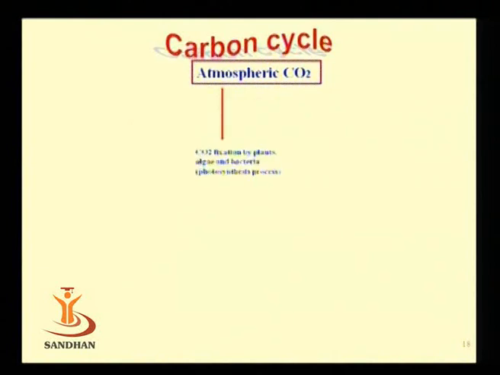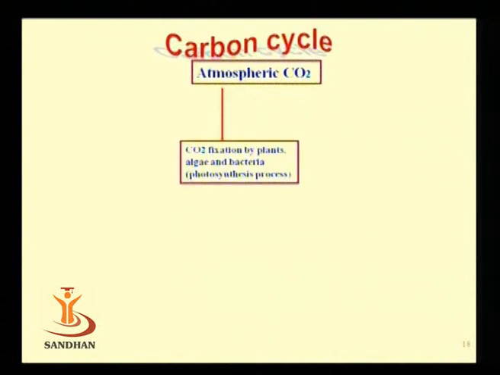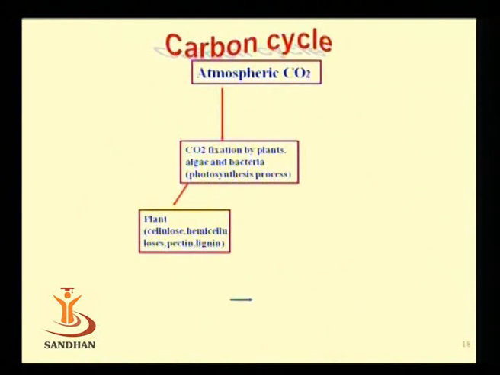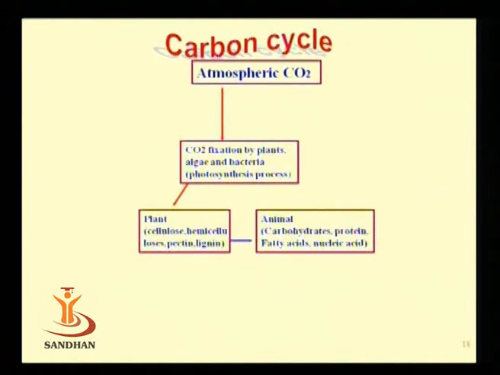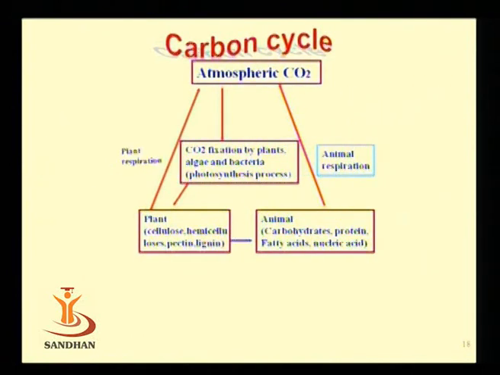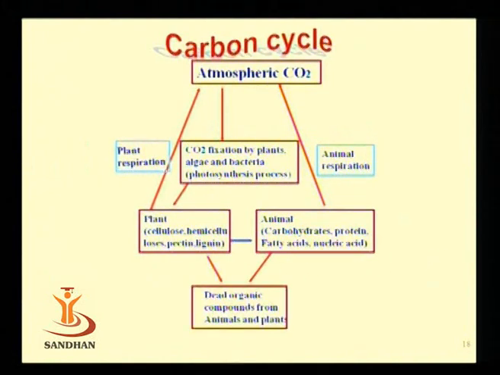The atmospheric carbon dioxide is fixed in plants and photosynthetic bacteria. In plants, it is fixed in the form of proteins, cellulose, hemicellulose. Plants are eaten by animals, and so it passes into the animals in the form of carbohydrates, proteins and fatty acids. When these plants and animals respire, carbon dioxide again enters the atmosphere. Moreover, when these plants and animals die, the dead organic compound gets deposited in the soil.